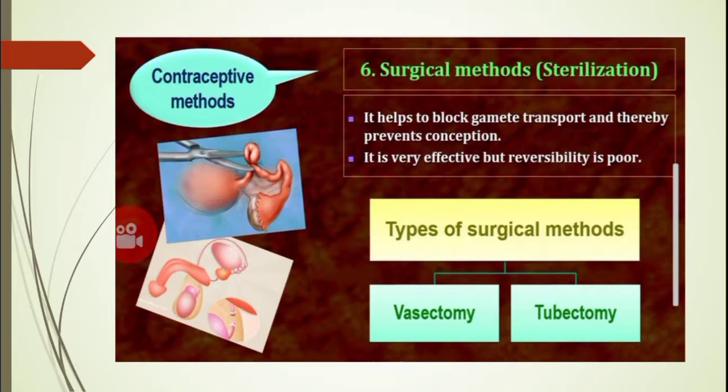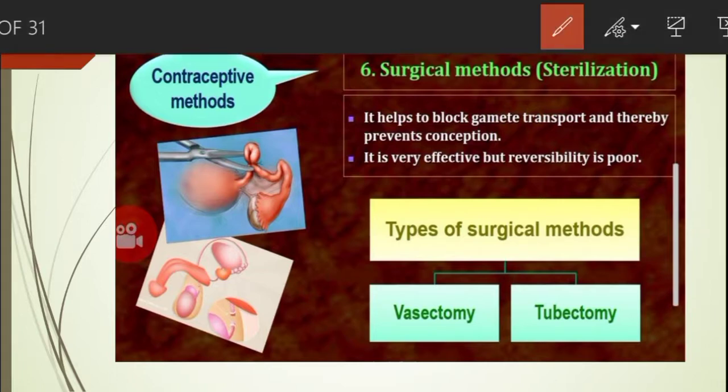The last contraceptive method is the surgical method. These are the terminal methods which are used by male or female partner to prevent any more pregnancies. These are the permanent methods. They cannot be reversed again. It blocks the transport of gametes and thereby prevents conception. It is available in the form of vasectomy in men and tubectomy in women. So there are two types of surgical methods, vasectomy and tubectomy. Vasectomy in the males and tubectomy in females.